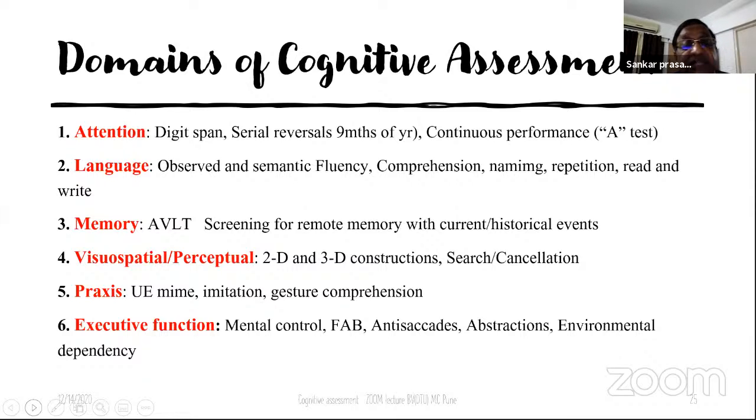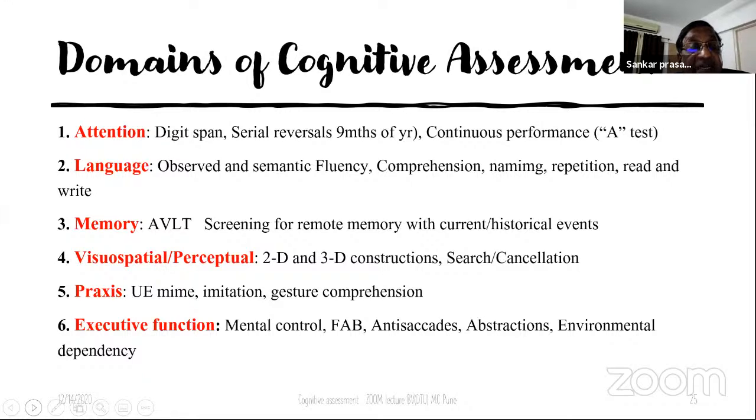Language: spontaneous and semantic fluency. This is very important, that is, letters starting with F, or the number of animals, and why we should know, and I'll show you a case also of why we should do that. Comprehension, naming, repetition, reading and writing. These are the functions in aphasia testing, which is done in stroke but is much more relevant in neurodegenerative disorders.